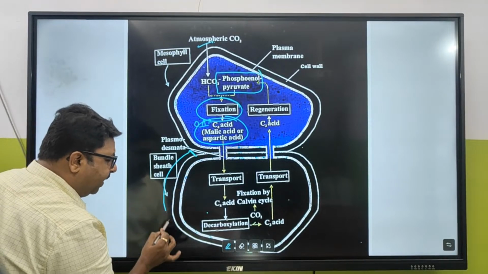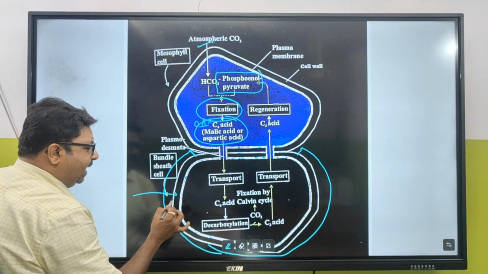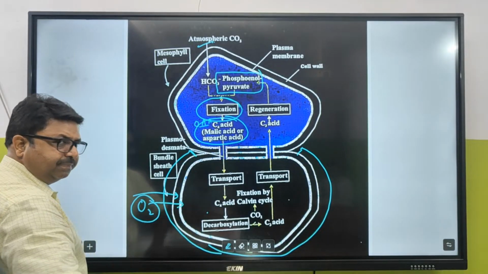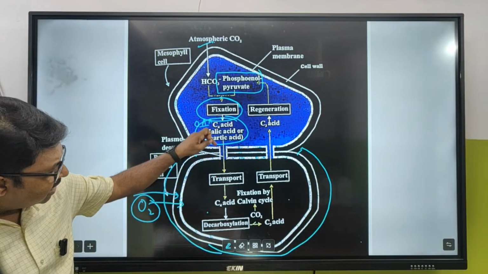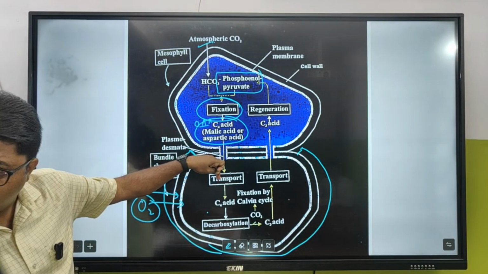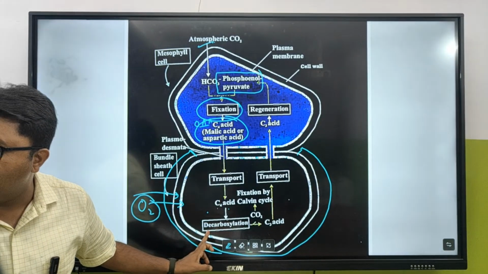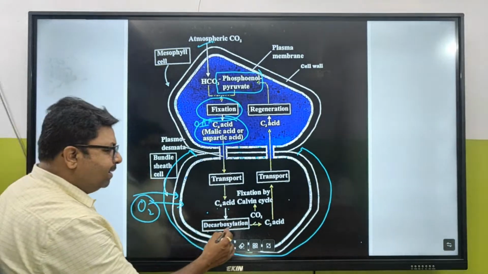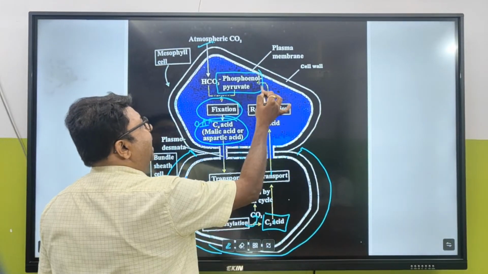Bundle sheath cells have a thicker cell wall, and that is never going to allow the oxygen to pass in. They are impervious to oxygen. So the moment the malic acid gets inside over here, this malic acid, C4 acid, shows decarboxylation. মানে কি হবে? Carbon dioxide ভেঙে গেল. The moment the carbon dioxide goes off, it becomes C3 acid, and the C3 acid turns back over here to phosphoenol pyruvate.